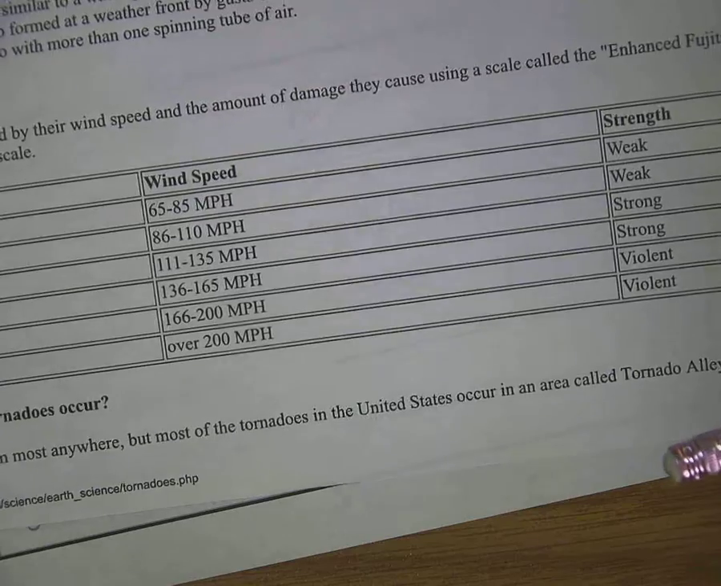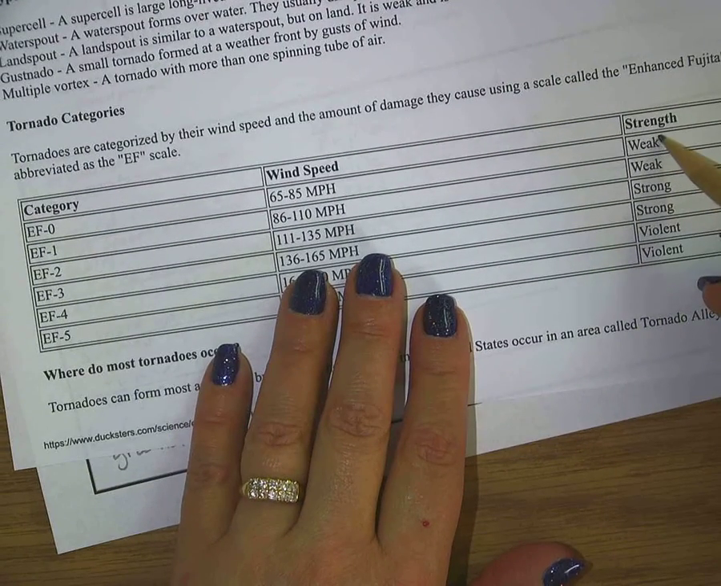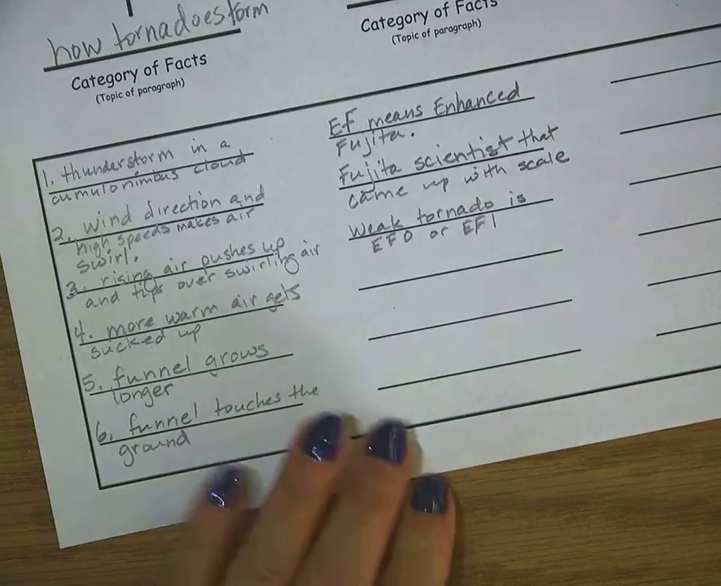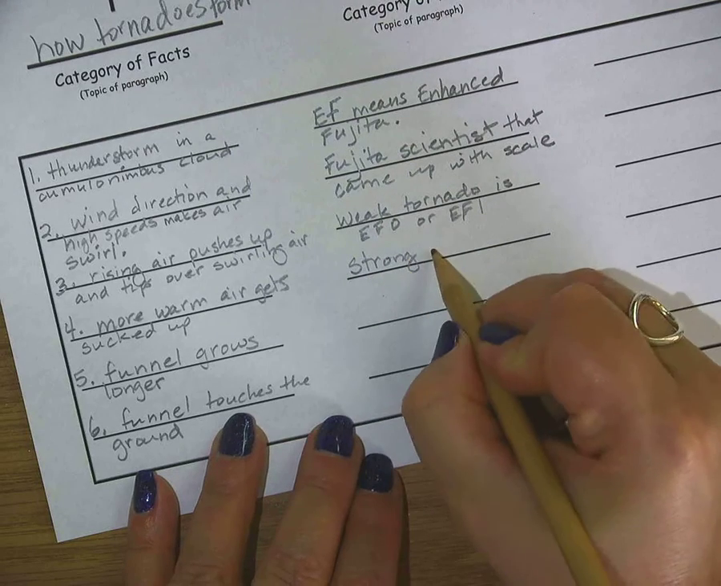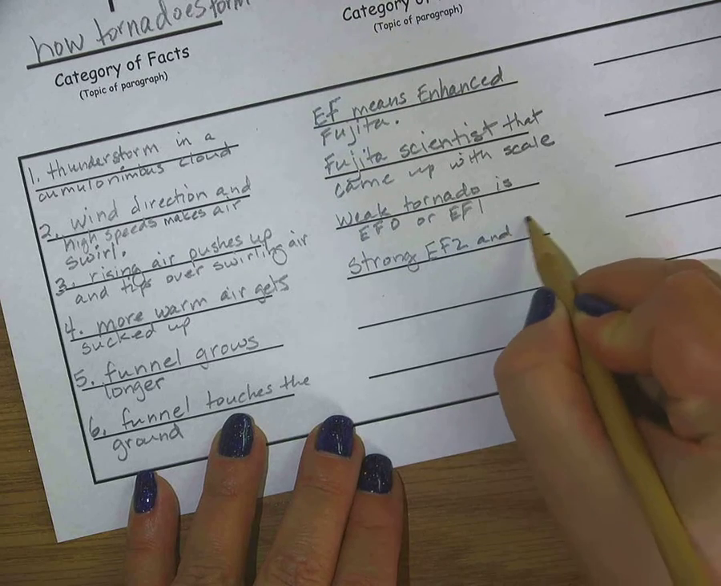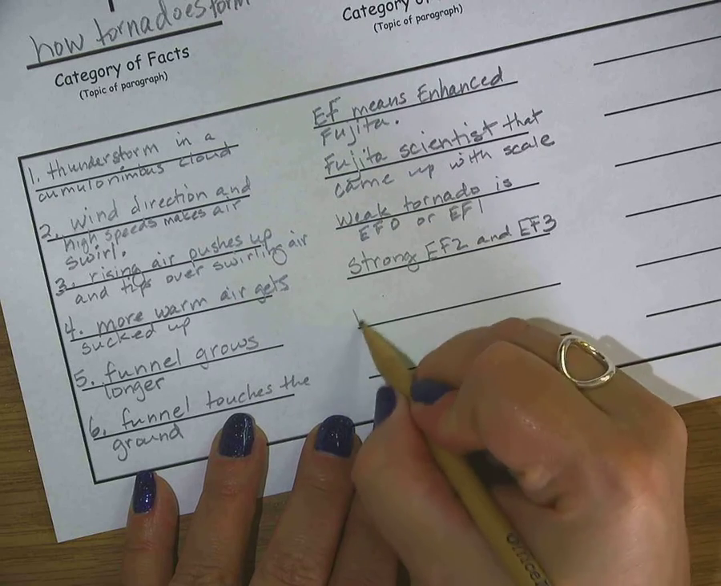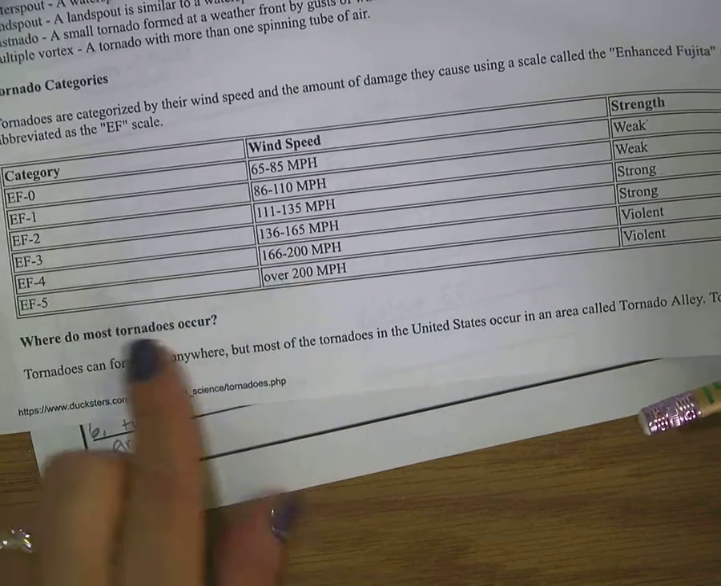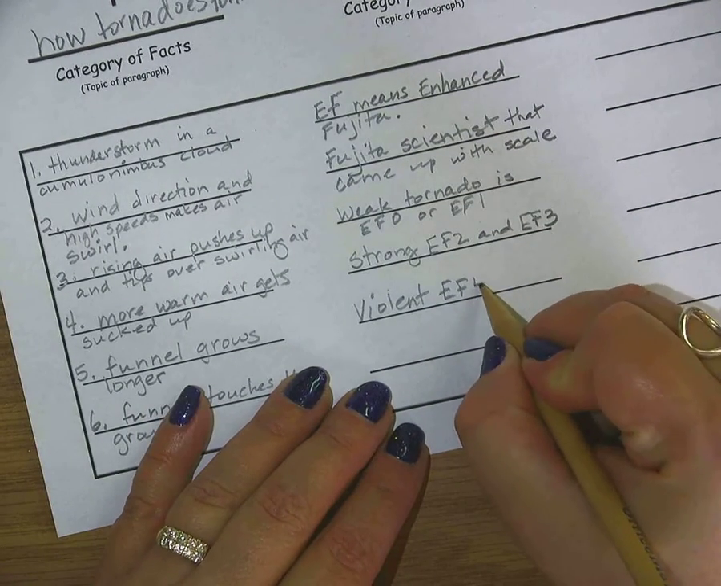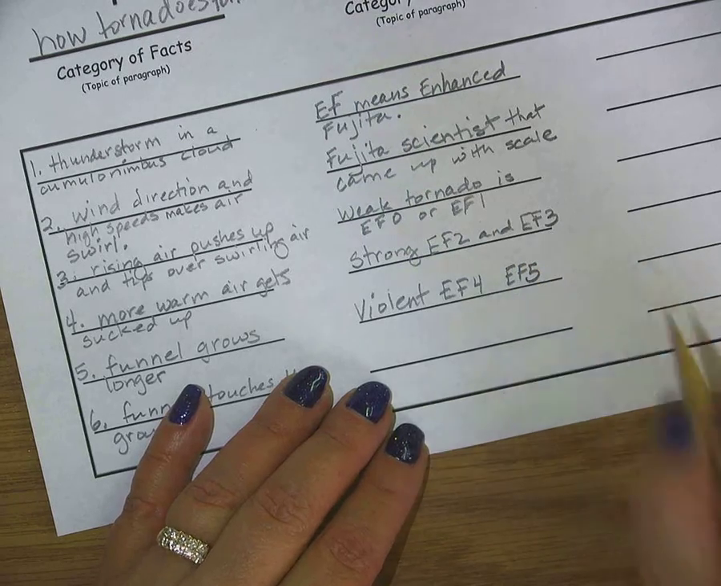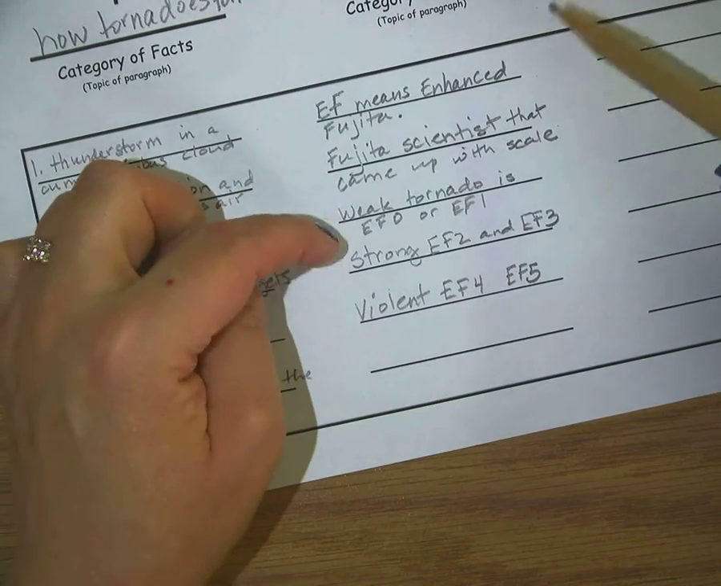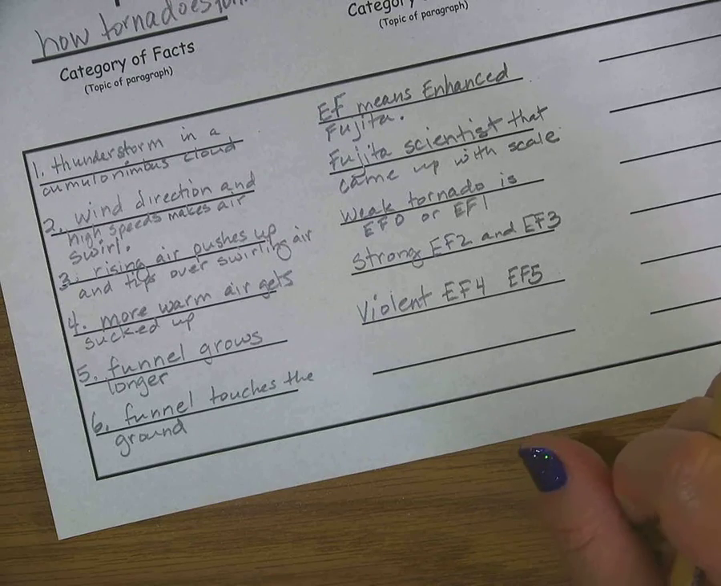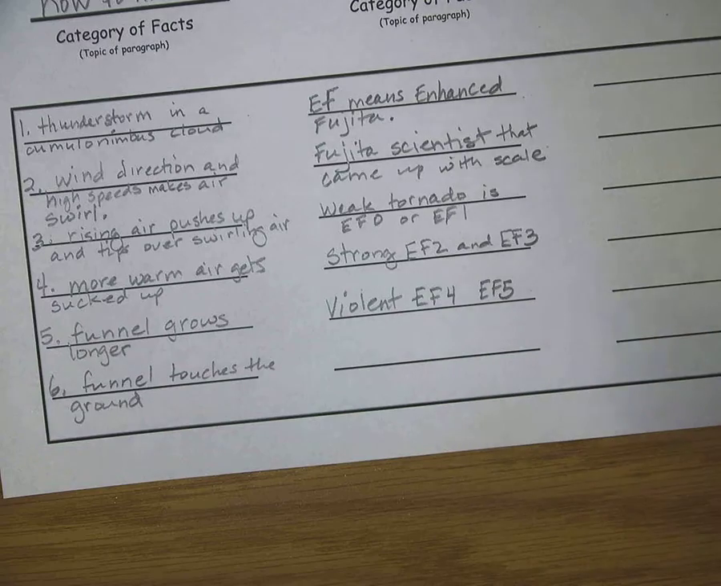Now I get that right from this chart right here, because it says weak, weak, and weak. That was an EF0, EF1. Now strong is an EF2 and EF3. So I'm going to put strong EF2 and EF3, and violent EF, look at my chart, EF4 and 5. So the most violent is a 5, EF5. Okay. So I have 1, 2, 3, 4, 5 sentences just from that chart. And I just kind of put the chart in my own words, and later I'll put them into complete sentences.